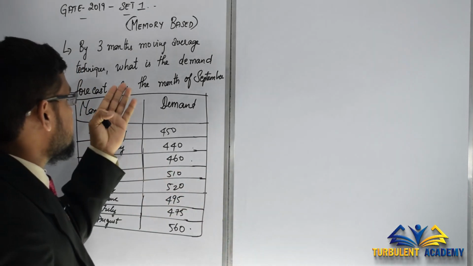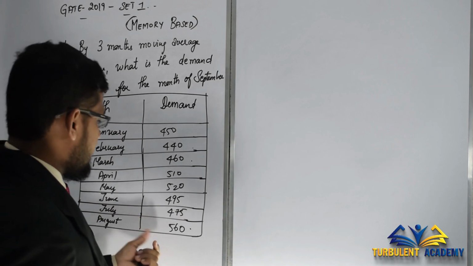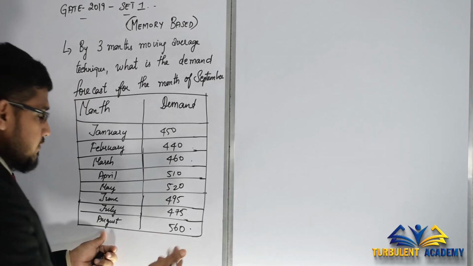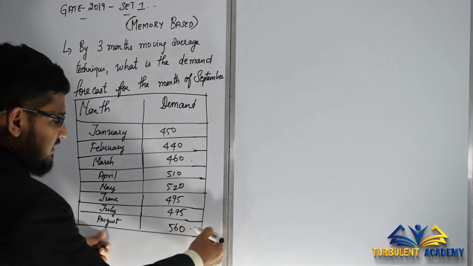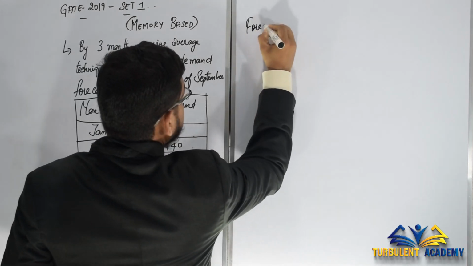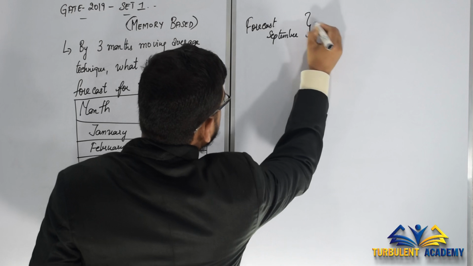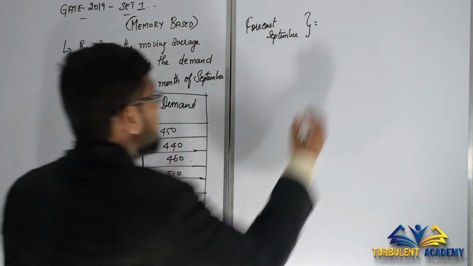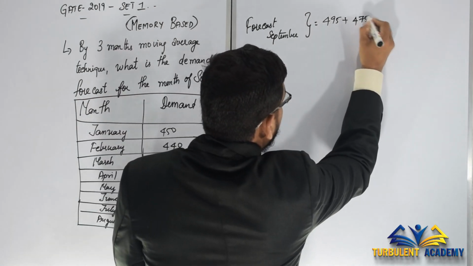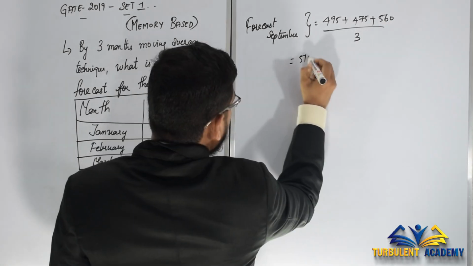Now the question asks for the demand forecast for the month of September. We don't have any demand value, but we should come up with the forecasting number. For that, with the 3 months moving average, just add up the last 3 months' demand: 495 plus 475 plus 560, divided by 3, which is 510.